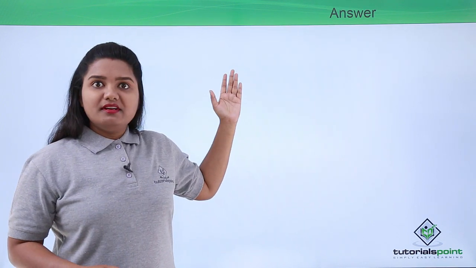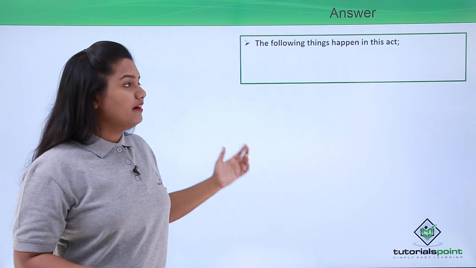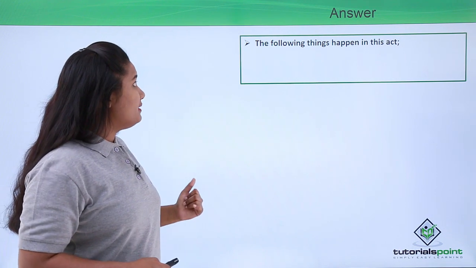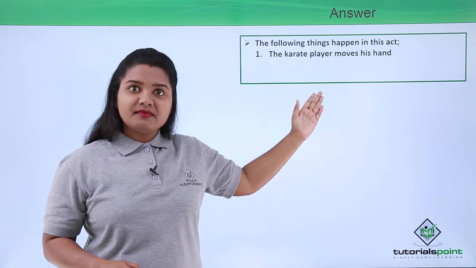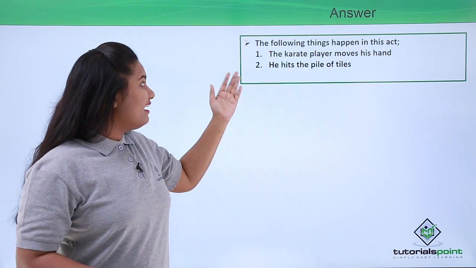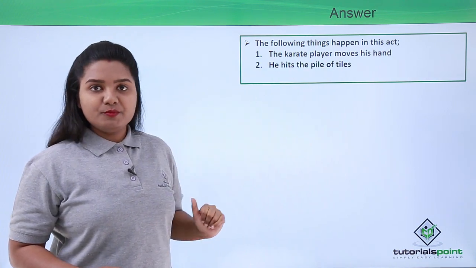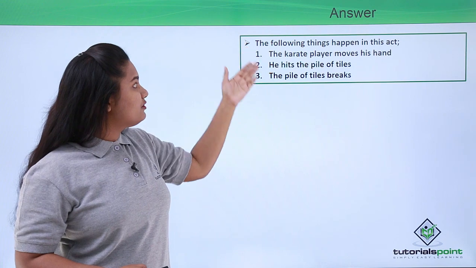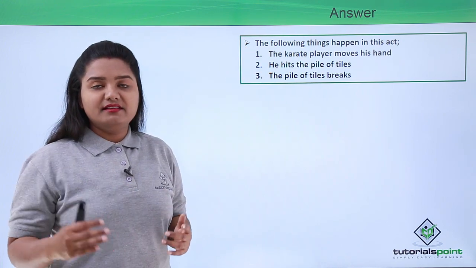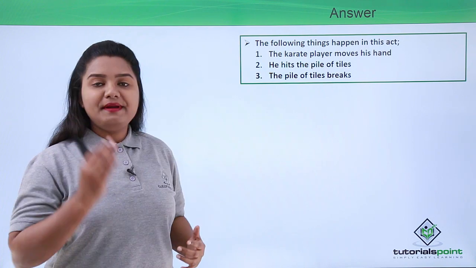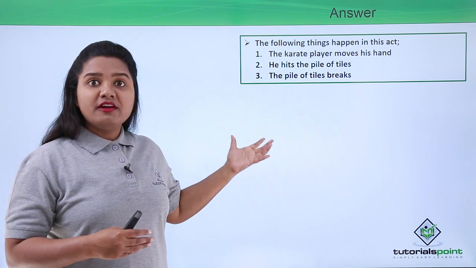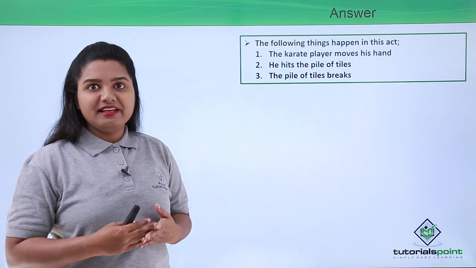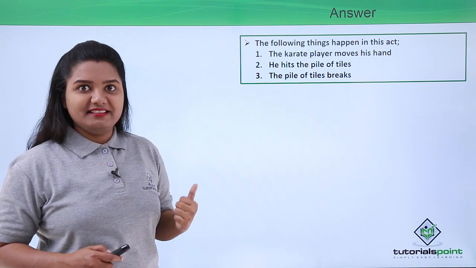Now let us try to analyze what happens when a karate player breaks the pile of tiles with a single blow of his hand. The first thing that happens is the karate player moves his hand. The second thing that happens is he hits the pile of tiles. And the third thing that we observe is that the pile of tiles breaks. So these are the three events which happen one after the other in the whole act of breaking the pile of tiles. So now we are going to analyze each of these steps by using the concept of momentum, and we'll arrive at the answer to our question at the end.